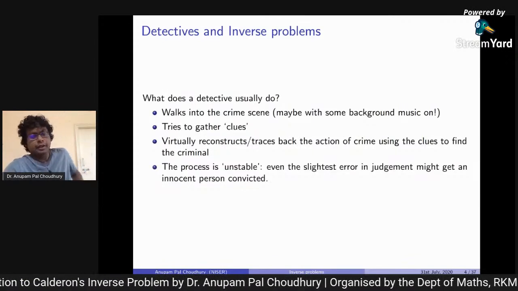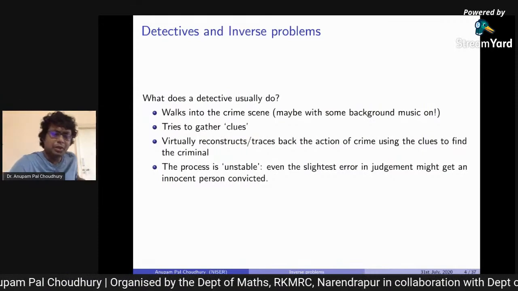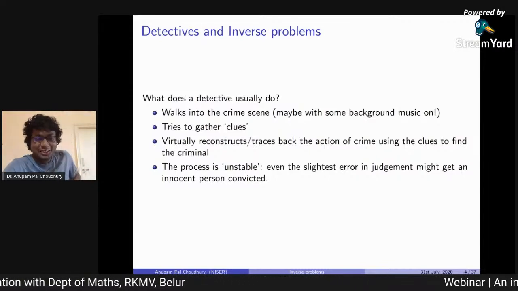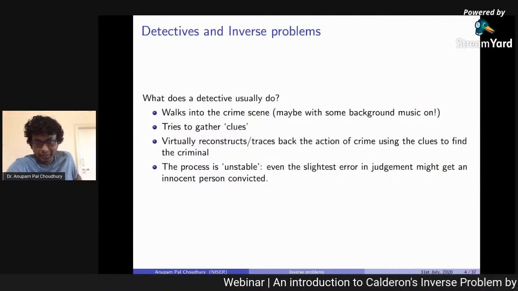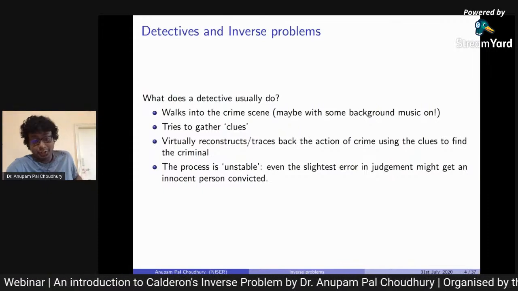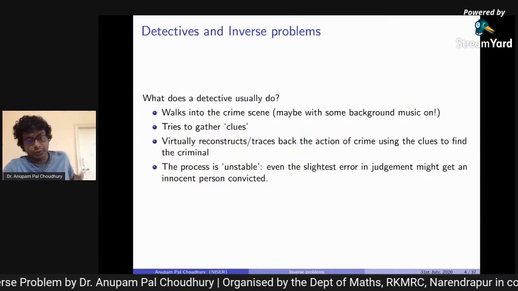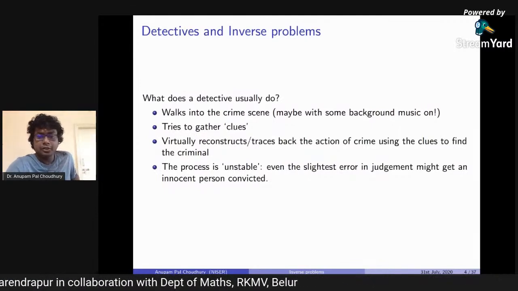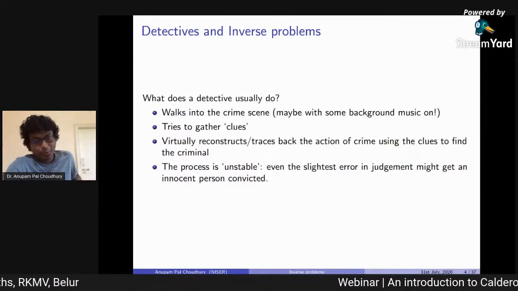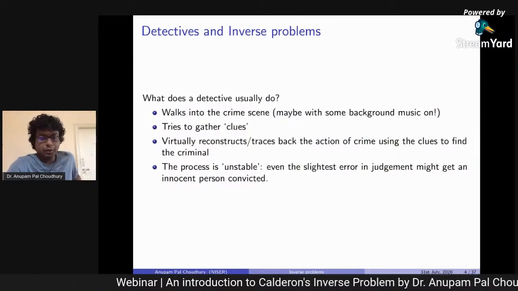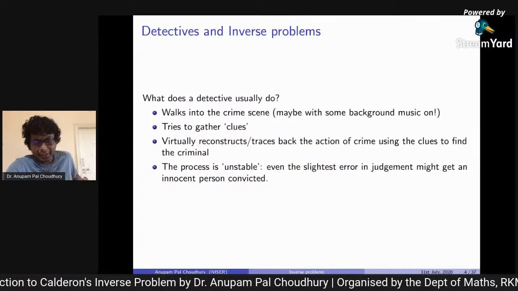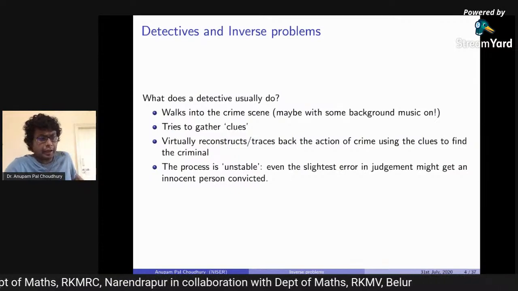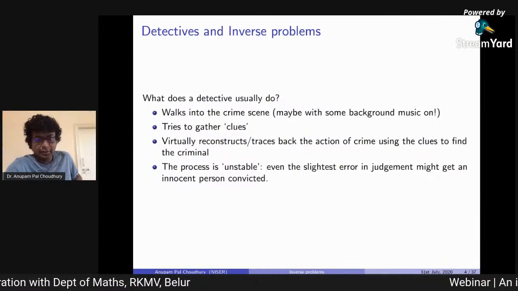But now if you think about it, this entire process is actually quite unstable. What do I mean by a very unstable process? Just think about it. We all know how this works. Even the slightest error in judgment can get an innocent person convicted, right? If the detective or the police force make some error in judgment, misread their clues or don't get enough information, it is a very common phenomenon that many innocent persons are also convicted. That's what I mean when I say the process is unstable. The error margin that the detectives or the police force work with is very, very little. They don't have the liberty to make errors. So it's a very tough job, obviously.